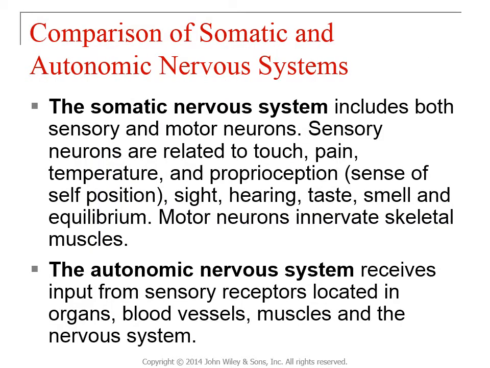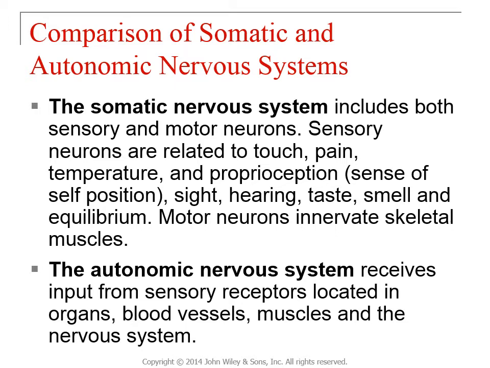First, let's look at differences between the somatic and the autonomic nervous system. The somatic nervous system is going to include both sensory and motor neurons. Most of the sensory neurons come from the outside environment, which includes touch, pain, temperature, sight, hearing, taste, smell. And then the internal will be equilibrium and also proprioception, which is what we call position sense. If you were to close your eyes and touch your finger to your nose, you would know where your arm, your elbow, and your finger is in relation to your nose and how to get it there and back.